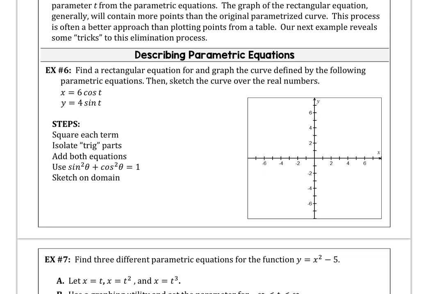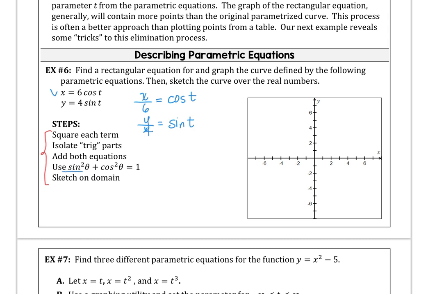You can see here in the steps that they've given us some clues for what we ought to be thinking about. First I'm going to take this first equation, x equals 6 cosine t, and divide both sides by 6 so that x over 6 is equal to the cosine of t. Doing the same thing with the y equation, y divided by 4 is going to be equal to the sine of t.